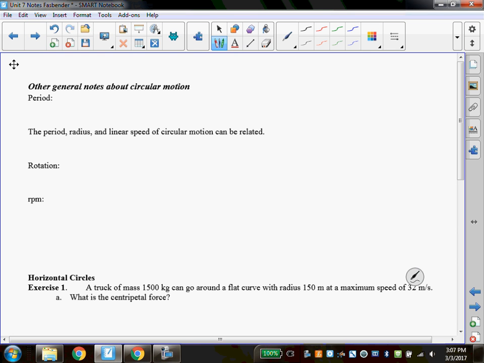I have a few other general notes I'd like for us to make about circular motion, things that kind of get forgotten or maybe just aren't thought of very much when we think about circular motion. First thing is the definition of period. Period is the time it takes to repeat a pattern. And we've actually used period before. Now, if we want to talk about that pattern specifically for circular motion, we're talking about going around a circle once.